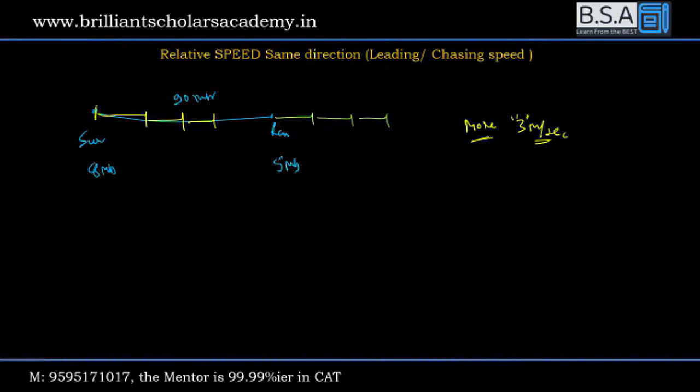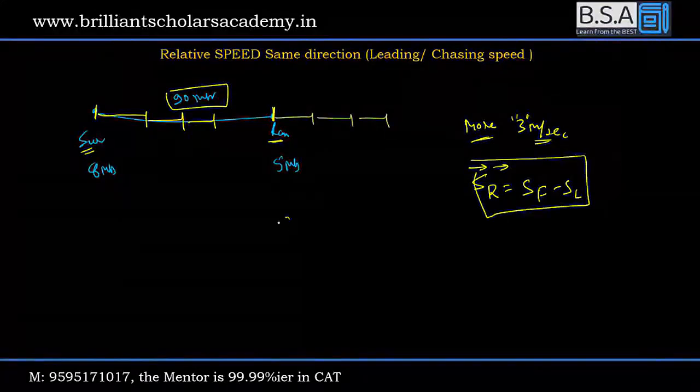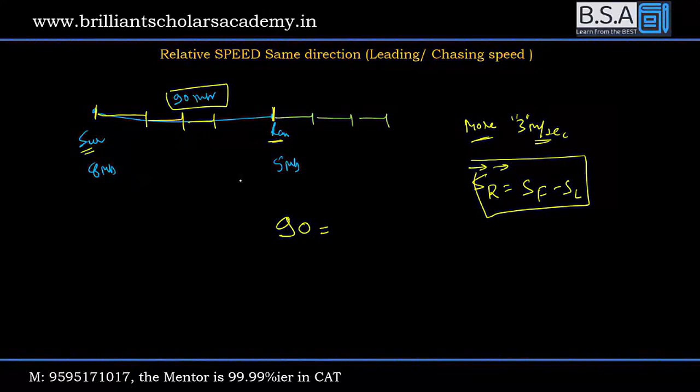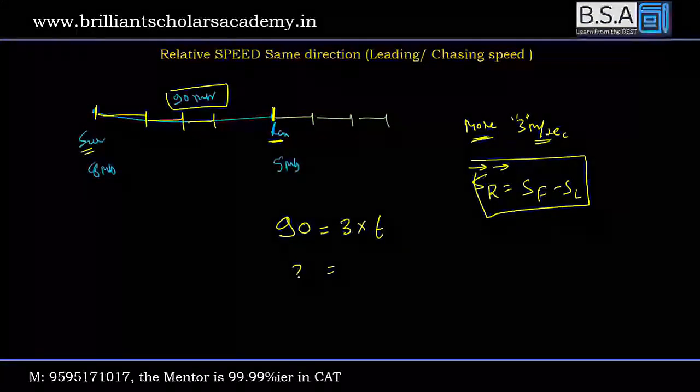How much do I want Suresh to get closer to Ramesh by? If I want Suresh to catch Ramesh, I want him to get closer by 90 meters. So listen to the language. Again, in the same direction, the relative speed is equal to faster minus slower. Basically, you are saying the gap between them is 90 and Suresh is closing the gap by 3 meters per second. How much time will he take? He will take 30 seconds to catch. This is called chasing speed.